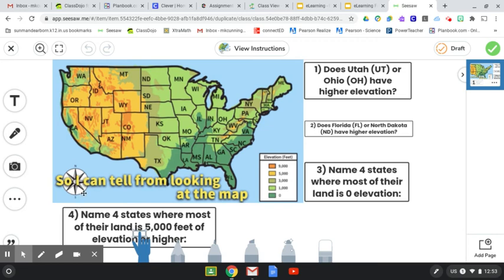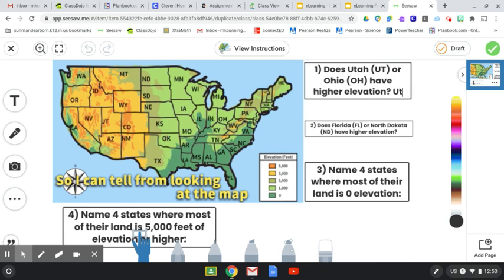So I can tell from looking at the map. So let's see. It says, does Utah or Ohio have higher elevation? So we have to look here, and here is our map key, and the greener colors are lower elevation, and the orangish yellow colors are higher elevation. So let's look at Ohio. Ohio doesn't look like it has very high elevation. It's in about 1,000. And then if we go to Utah, which is over here, that's in the yellow. So obviously Utah has higher elevation.